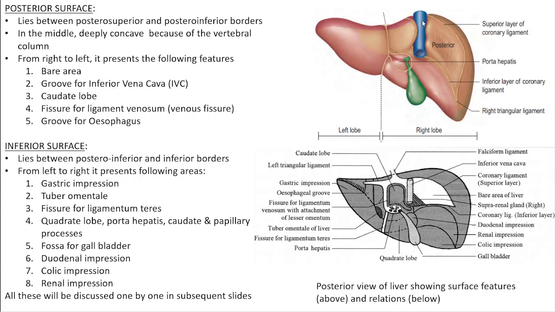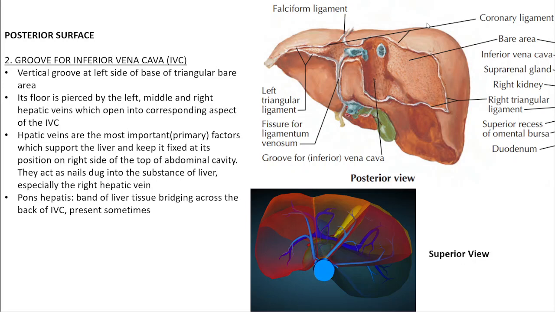Sometimes there is liver tissue bridging this gap so that you cannot see the inferior vena cava, and it appears like there is an actual complete cylindrical tunnel within the liver, not a groove but a complete tunnel. That bridge of tissue which bridges this gap is called the pons hepatis. The term pons literally means a bridge. So if there is hepatic tissue bridging this gap, if the inferior vena cava is covered by hepatic tissue, that is called the pons hepatis.